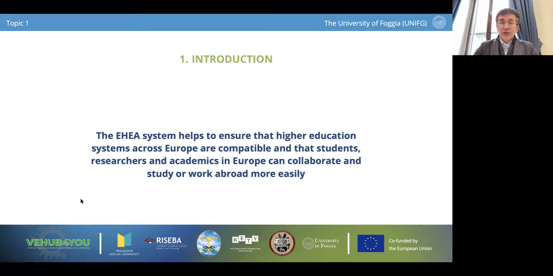So, the introduction. In 33 European countries, each country has its own nationally governed higher education system, but all form part of the European Higher Education Area. The EHEA system helps to ensure that higher education systems across Europe are compatible, and that students, researchers, and academics in Europe can collaborate and study or work abroad more easily.